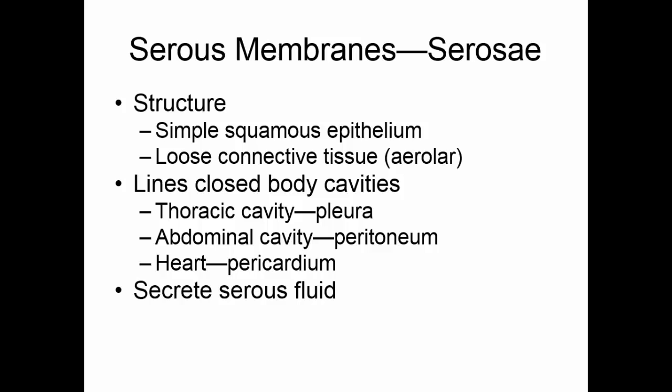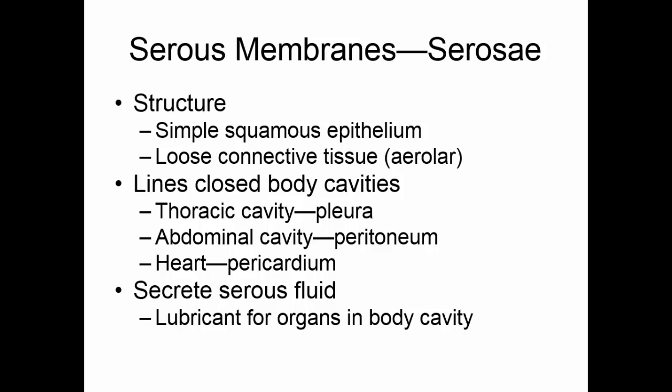All of these membranes secrete serous fluids which act as a lubricant for the organs inside the body cavity. It allows the organs in the body cavity to move freely so that they function appropriately. The pleura makes pleural fluid, the peritoneum makes peritoneal fluid, and the pericardium makes pericardial fluid.